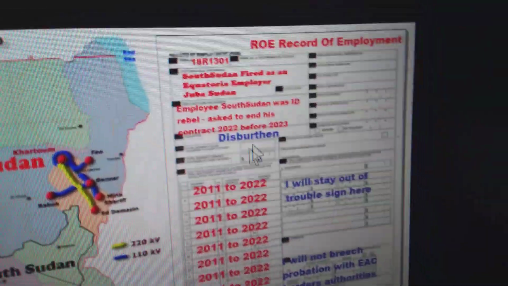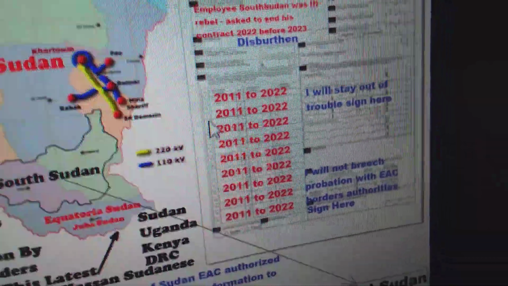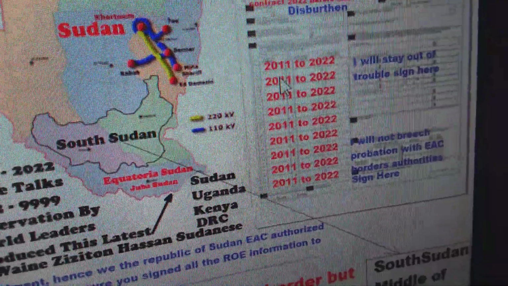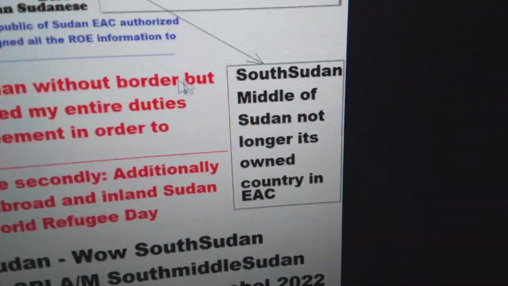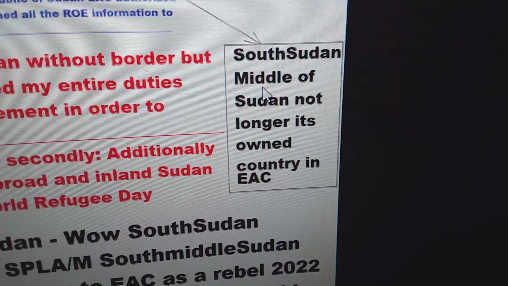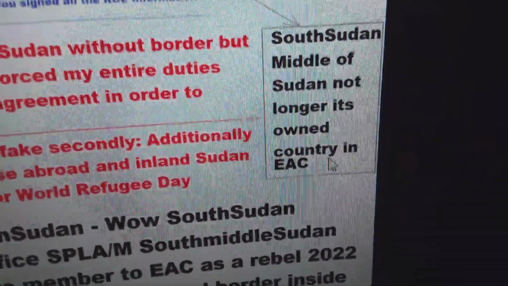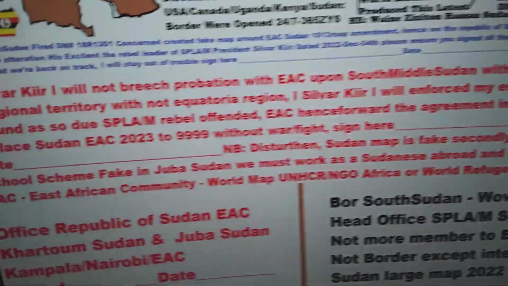And if you look on the record of employment as a Sudanese, they worked from 2011 to 2022. That is the track of the employment they have, and for which we write to them. This is South Sudan middle. Okay, it should no longer own the country in the East African community, should not own the country there.